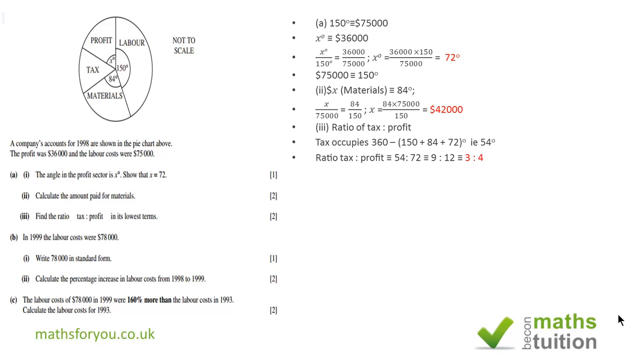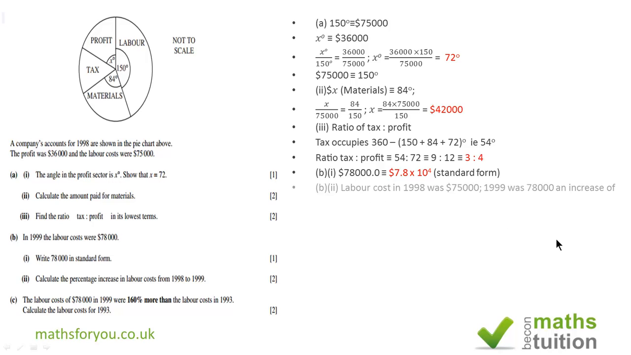Now for part B, we are asked to express 78,000 in standard form. If you follow my pointer, I'm going to move my decimal point to the left hand side. If you count 1, 2, 3, 4, my decimal point is now between 7 and 8. So in standard form, 78,000 is equivalent to 7.8 times 10 to the power 4. The 4 because we moved our decimal point 4 times to the left hand side.